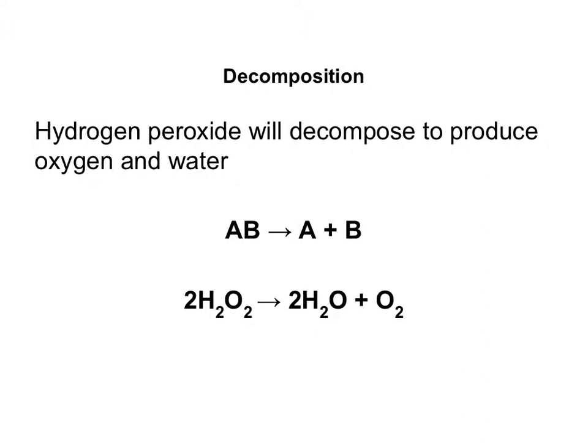In an example here, we have hydrogen peroxide, H2O2, and that breaks down into the compound water and the element oxygen. So the AB would be the peroxide, the A in this case would be the water, and the B would be the oxygen. So we have a single compound breaking down into two products. One's a compound, one's an element.